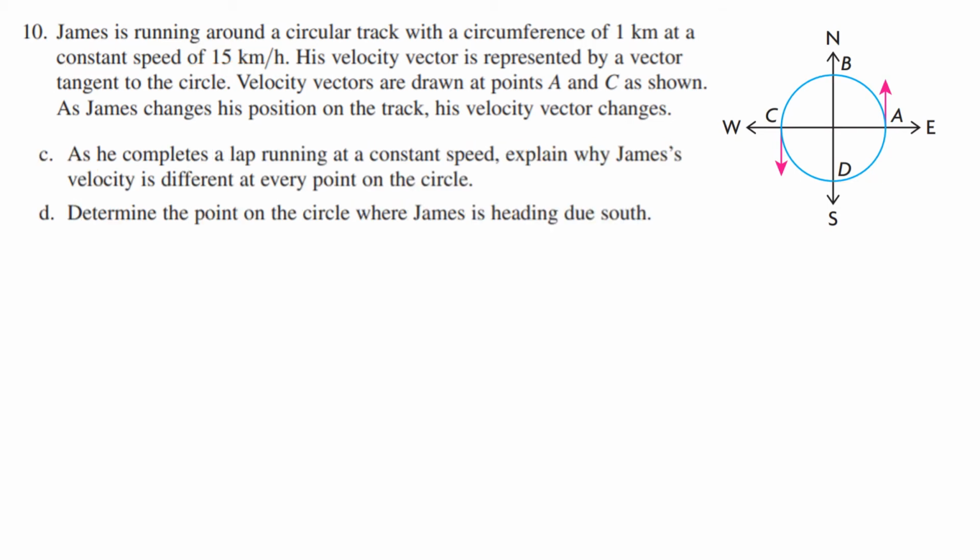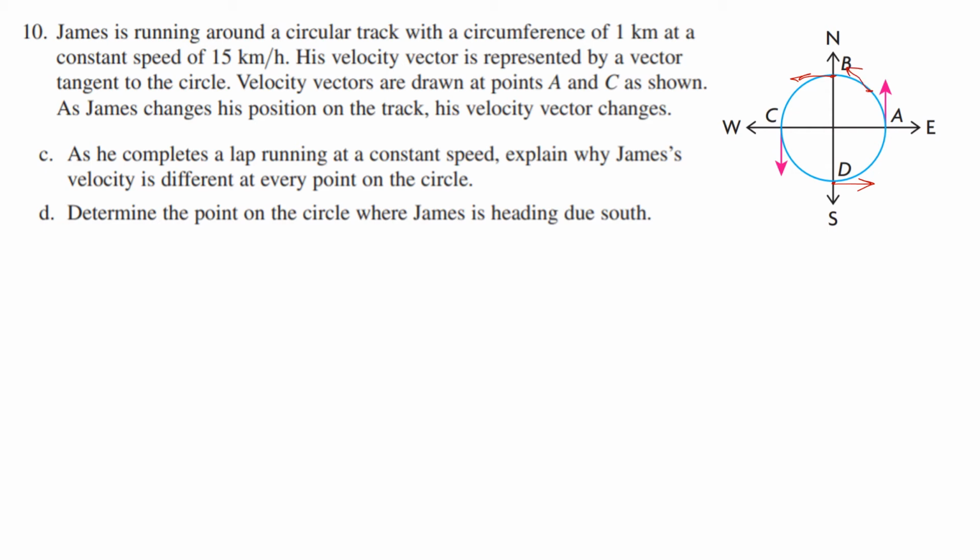For part C, we already kind of explained it. As he completes a lap running at a constant speed, explain why James' velocity is different at every point on the circle, which we explained as because he changes the direction at every single point. It's not the same. At point B, right, he goes west. At point D, he goes east. You might be asking what happens in between. Well, he goes in a direction where it's northwest, so it will go something like this.